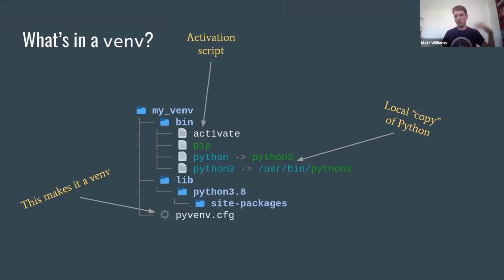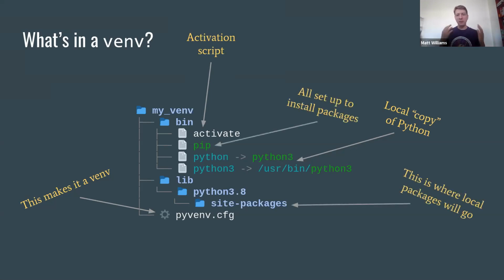There's an activate script, the thing that I sourced to activate before. And there's pip and a directory for the packages to get installed to. So it comes with its own local copy of pip, which knows to install stuff into the local site packages directory. So everything gets kept inside this folder, all the tools and the libraries that you install.